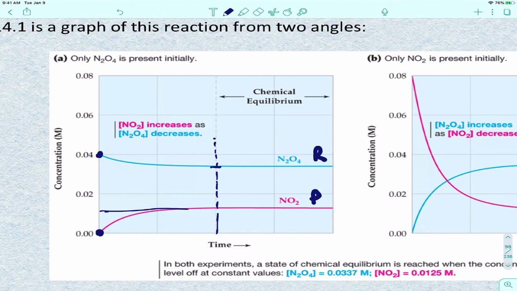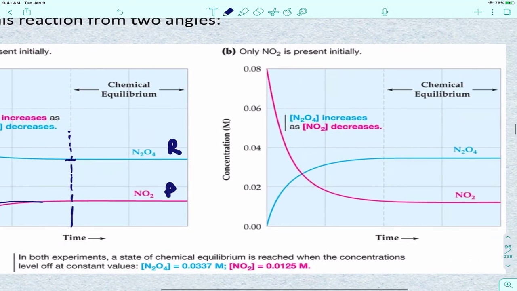Now, does that mean that the reaction is still producing NO2? Yes, that means the reaction is still going on. Does that mean that the NO2 is breaking down to form, or reacting to form, N2O4? Yes, that's still happening. So you've got a forward reaction going on, you've got a reverse reaction going on. Those reactions don't stop. It's just that the concentrations of the reactant and the product stay the same. So every time you make a new product, you're also making another reactant. So that way the concentrations stay the same.